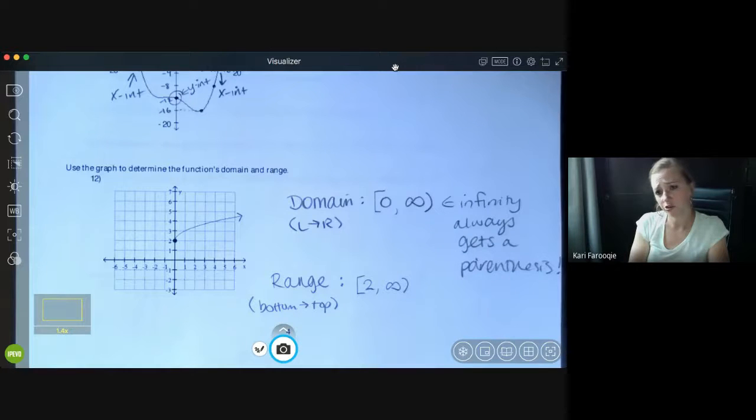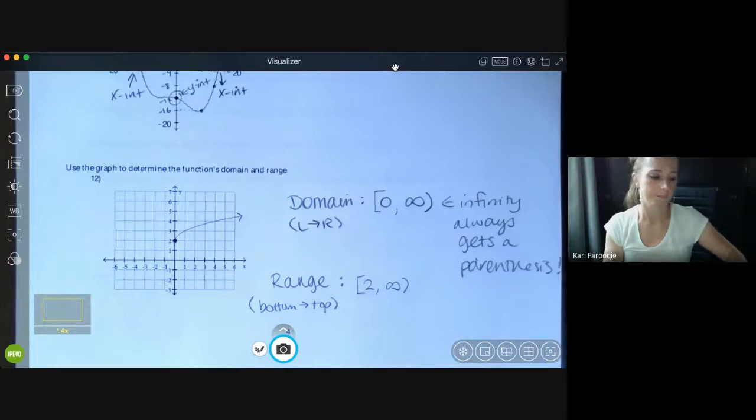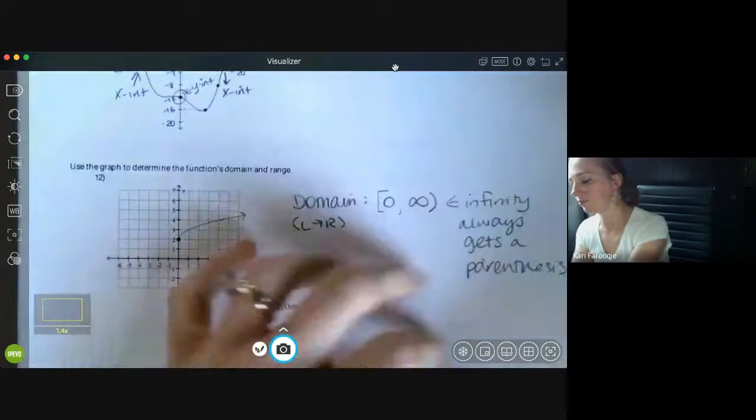Questions on the range? Okay. Wonderful. We're going to use more of these topics in 2.2, which is called more on functions and their graphs. So we're going to do more of this.